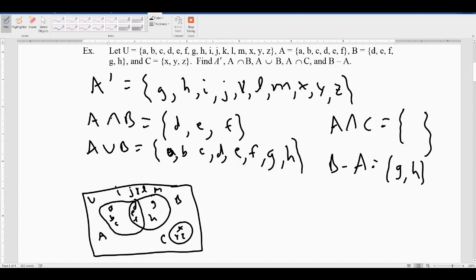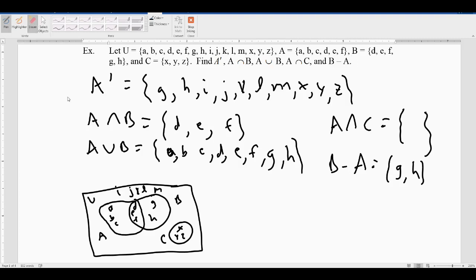And then for the intersection A intersect B, we can see the D, E, F pretty easily. And the A union B, just everything that's in A, it's also in everything in B total. Don't have to be in both, just as long as they're in one. So you have A, B, C, D, E, F, G, H. Then A intersects C. There's nothing intersecting. That's why it's empty set. And then B minus A.